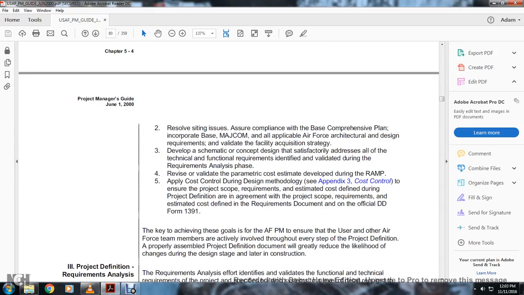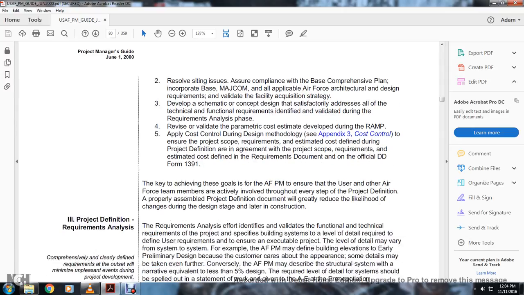Review the validated parametric cost estimate developed during the request and management plan. Apply the cost control during design method, Appendix 3, to ensure the project scope of requirements and estimated cost during the project definition are in agreement with the project scope requirements and estimated cost during the requirements documentation and the official Department of Defense 1391.